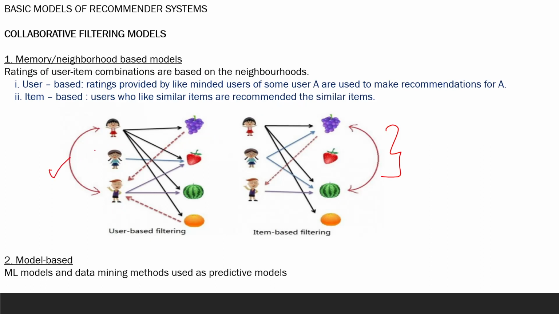What they're saying is that, say this is some user, say Alice, and this is some user, say Charles. Somehow it's been established that Alice likes grapes, strawberries, watermelon, and orange. Now look at the arrow marks from Charles. Charles likes strawberry and watermelon. Now the recommendation algorithm has somehow found out that Alice and Charles are similar.